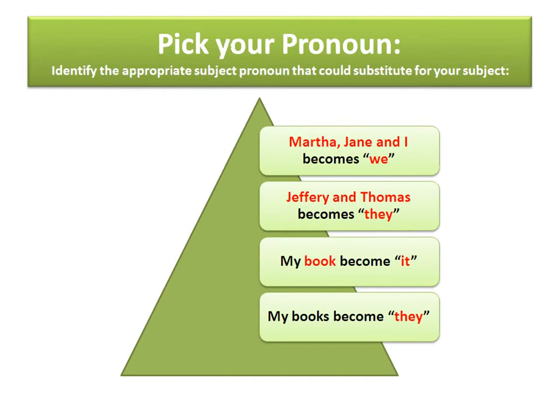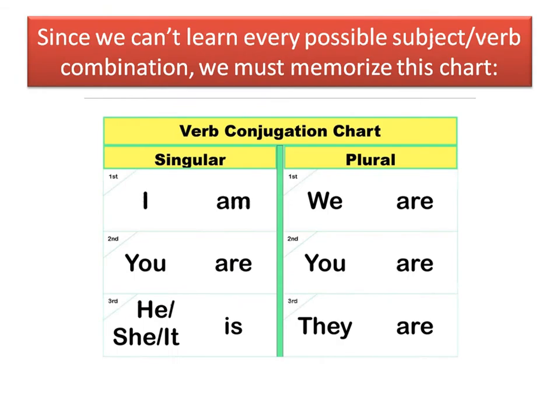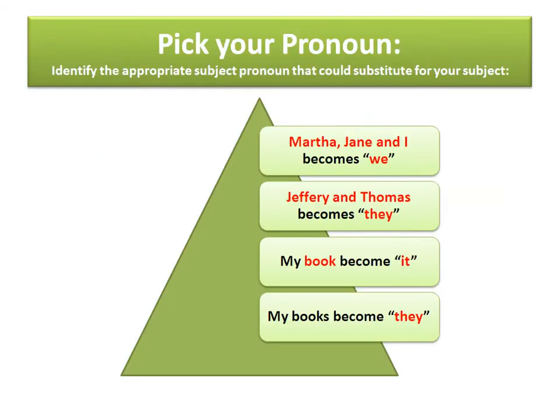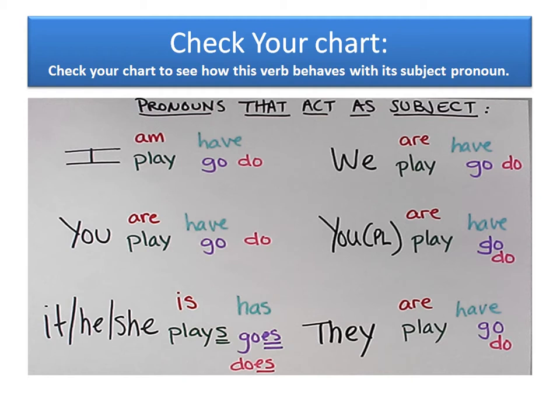And my books are they are. Locate your verb, locate your subject, pick your pronoun, check your chart. Picking your pronoun allows you to look at any subject, whether it's a compound subject or a singular subject, and figure out how to place it on the chart and decide how the verb should behave. Next, you check your chart to see how this verb behaves with its subject pronoun.